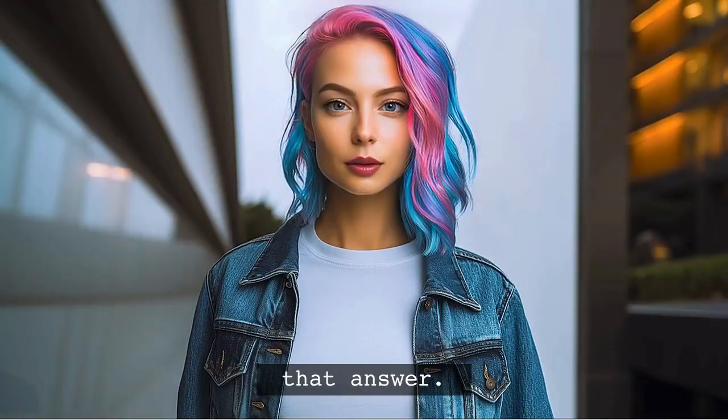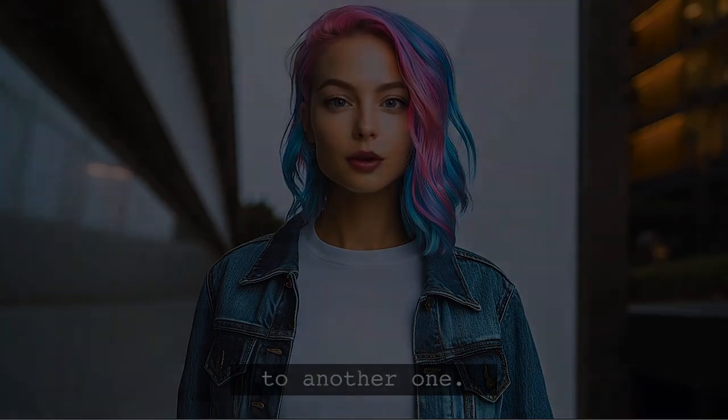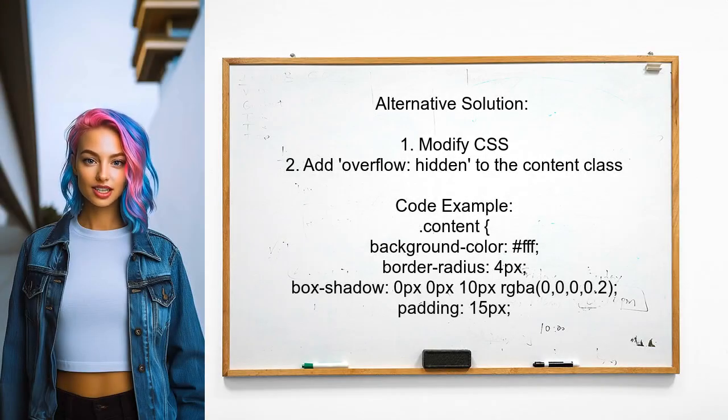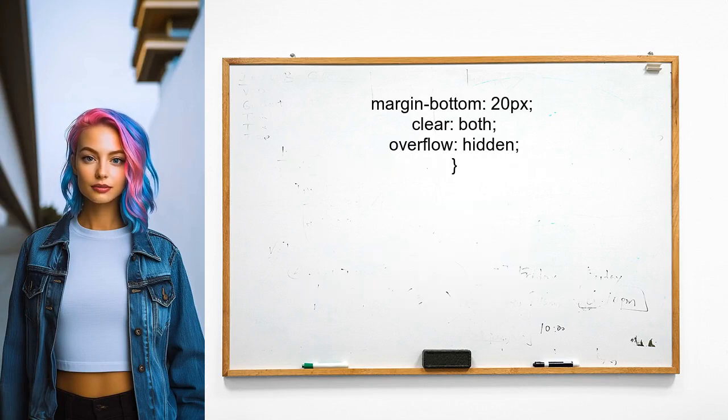That wraps up that answer. Let's move on to another one. An alternative solution from another user suggests modifying the CSS to resolve the issue. They recommend adding overflow: hidden to the content class, which helps contain the grid within the content borders.